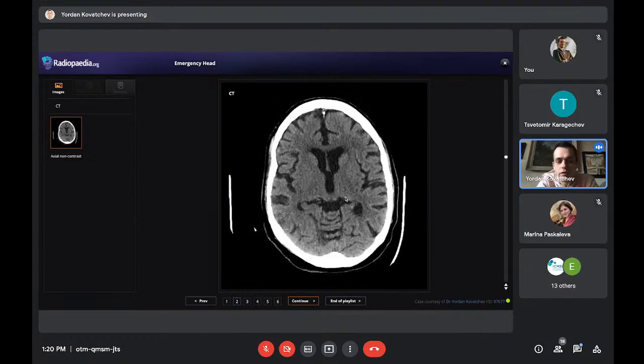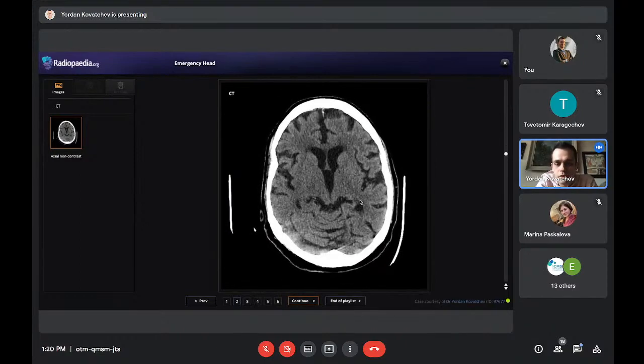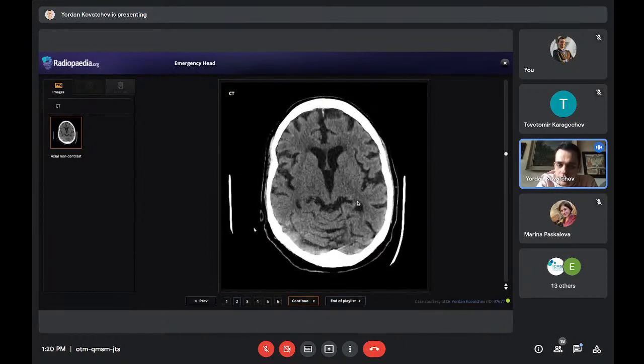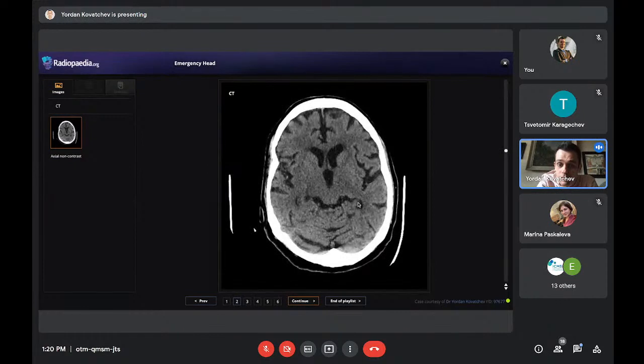But what we see, and it's important, is what I showed you earlier. I said about the insular ribbon sign, right? Loss of the insular ribbon. However, here it's not so evident. On both sides, we can pretty well follow the insular cortex.